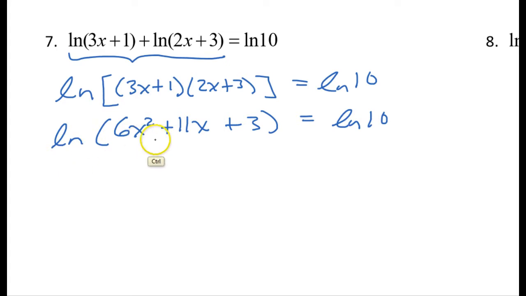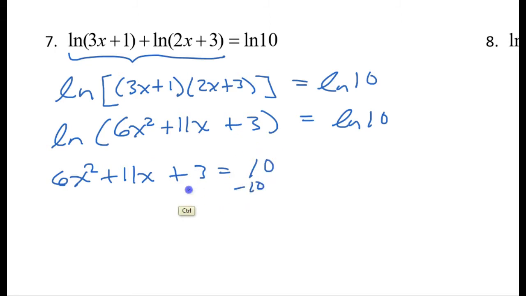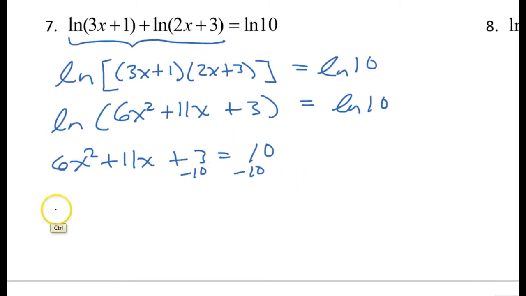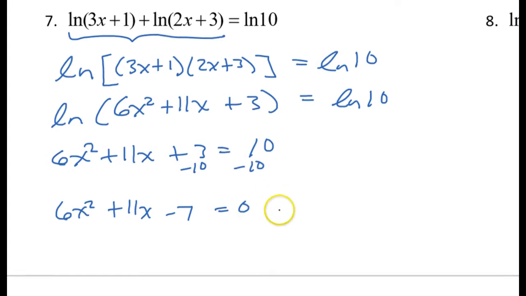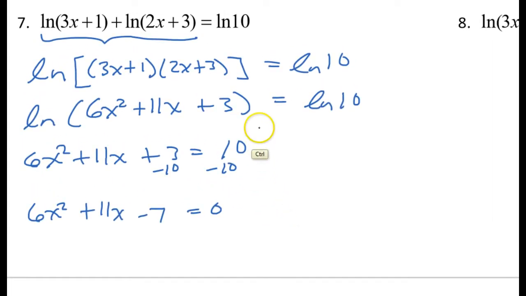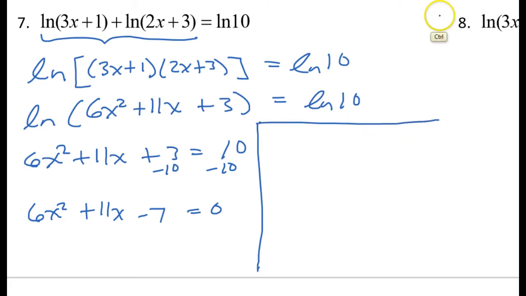Since I have the natural log of something equal to the natural log of something, the stuff inside must equal each other. So this gives me 6x squared plus 11x plus 3 is equal to 10. Subtracting 10 from both sides, this is going to give me 6x squared plus 11x minus 7 is equal to 0. Okay, now with any luck, this is going to be factorable, because it's always more tedious if I have to use the quadratic formula. So let's hope and try.